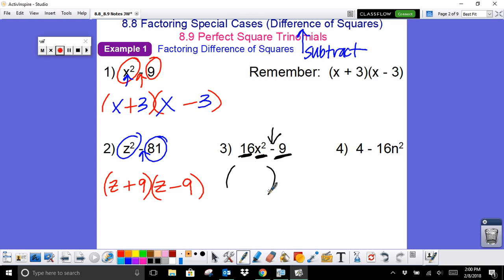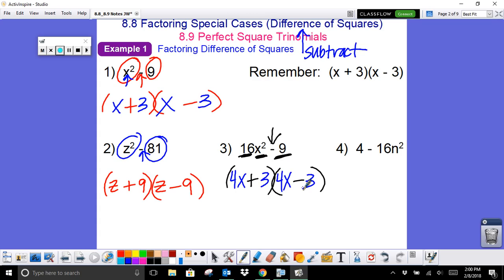So now we can go ahead and write our answer. So one is plus, one is minus. This one's just a little different from the others because I have a number in front of my variable. So you first start with the 16. What times itself gets you 16? 4. So I'm going to put a 4 at the beginning. Okay, what times itself gets me x squared? X. Now I'm going to look at the 9. What times itself gets me 9? 3. So I have (4x plus 3)(4x minus 3).